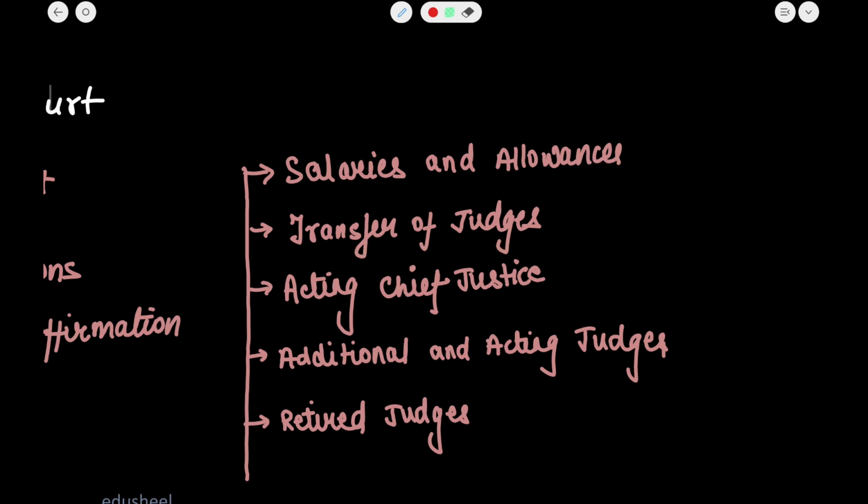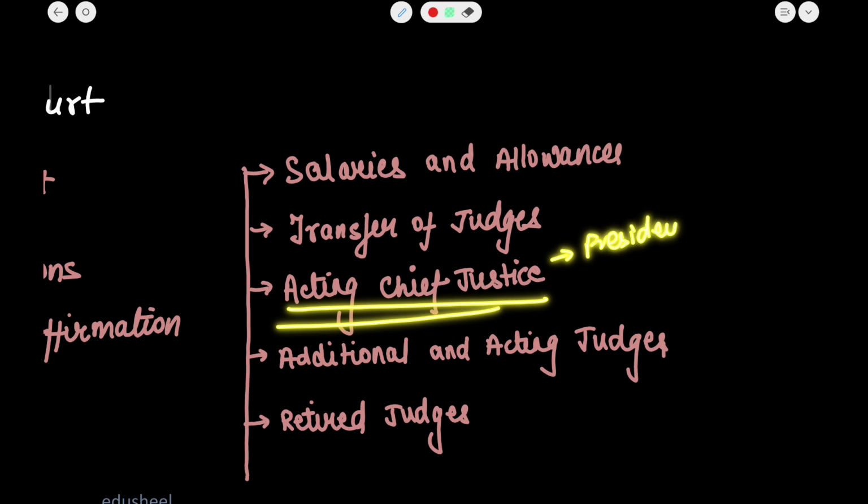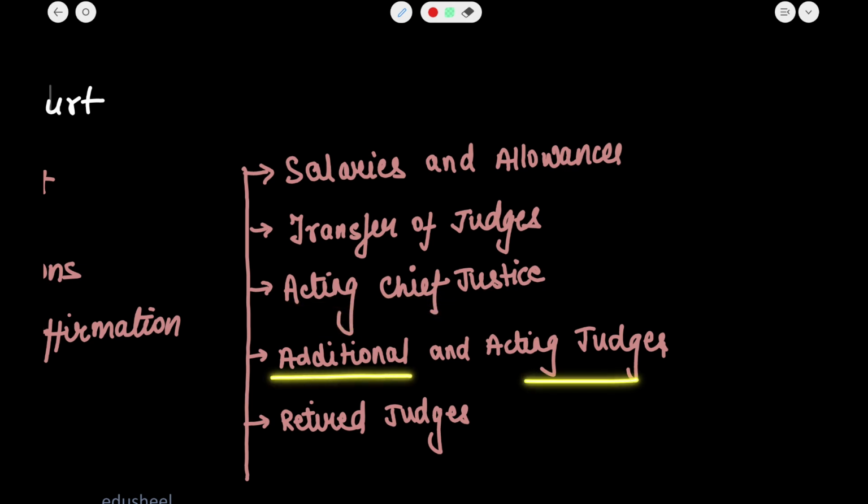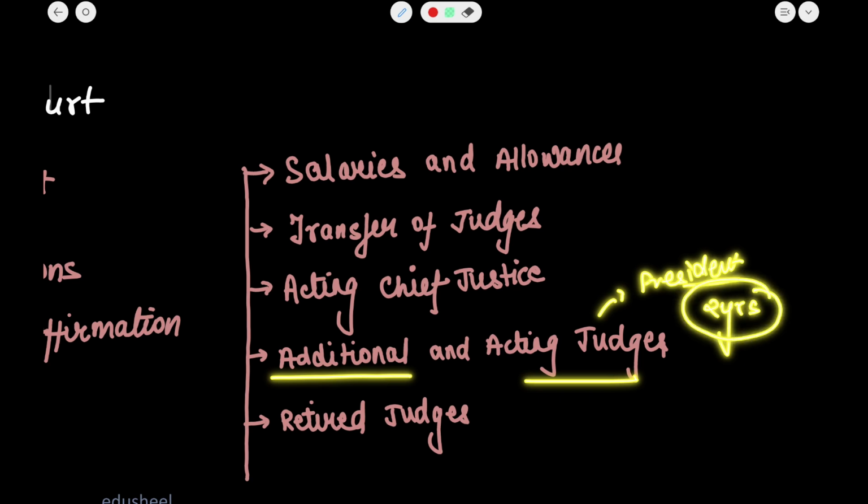Now what about the acting Chief Justice? The President appoints the acting Chief Justice of the High Court whenever the office of the Chief Justice is vacant, or whenever the Chief Justice is temporarily absent. Now what about additional and acting judges? The President can appoint a duly qualified person as an additional judge for a temporary period not exceeding 2 years. So the maximum tenure for which additional and acting judges can be appointed is 2 years.